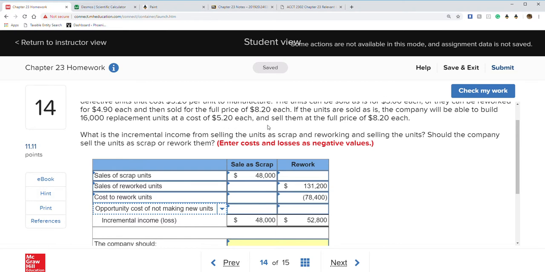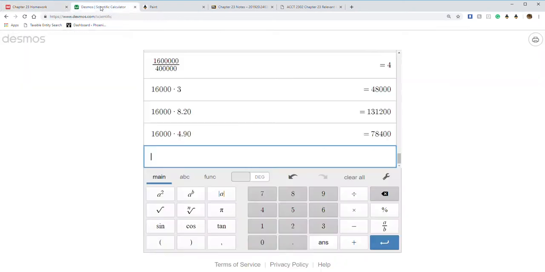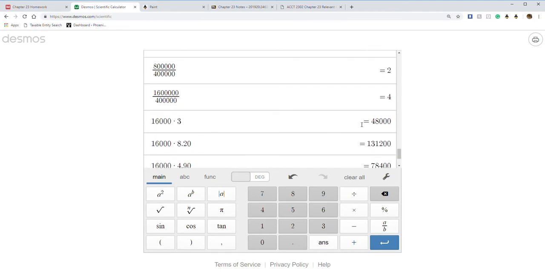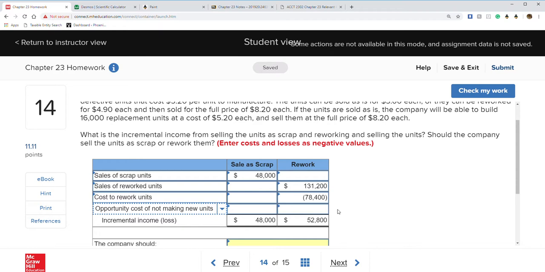And opportunity cost is, again, going to be the $8.20, and it's going to subtract how much it would cost us to actually replace the units. So, minus $5.20 happens to be $3. Well, we already did $3 up here.